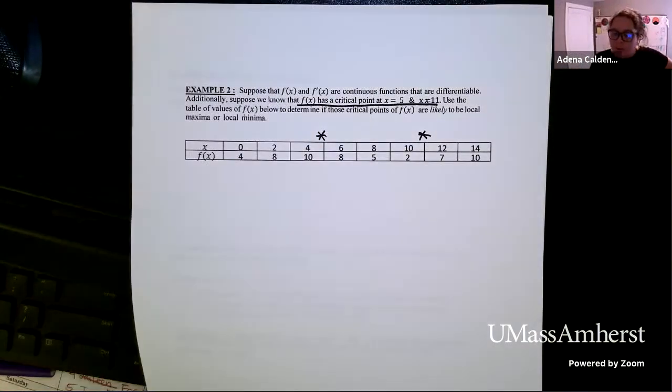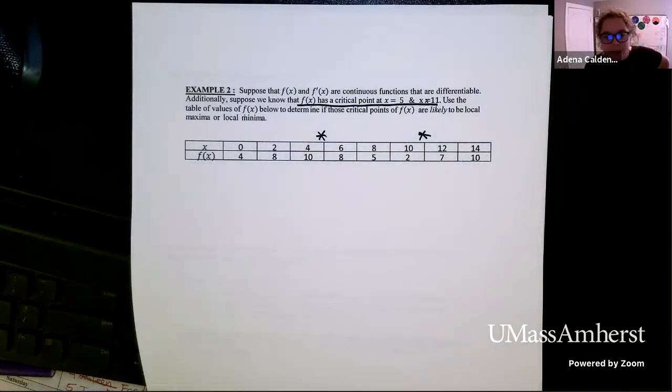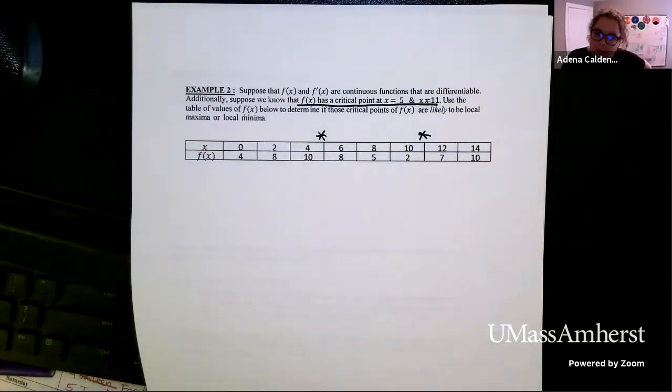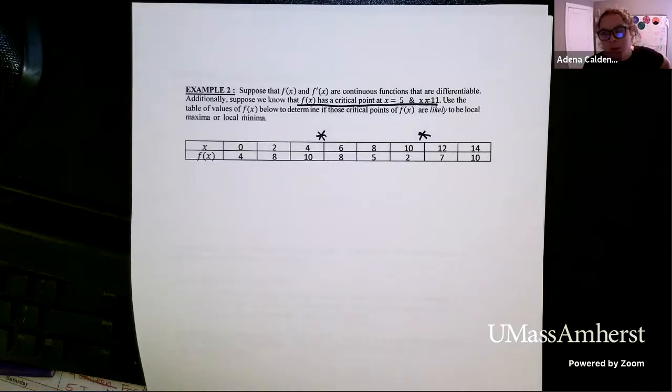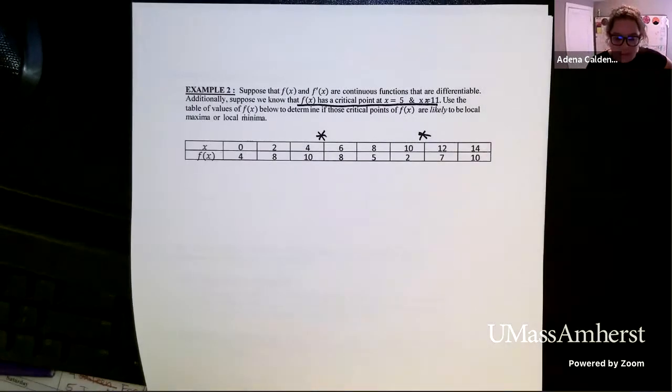Okay, so what I want you to do is take a minute and think about whether this function's increasing and decreasing, how it changes, and what that might tell us about the critical point. So take a minute just to look it over and think about it, and then I'll go through it.